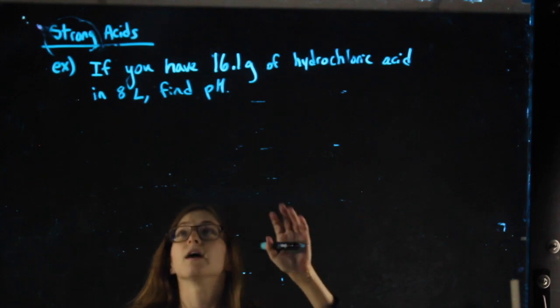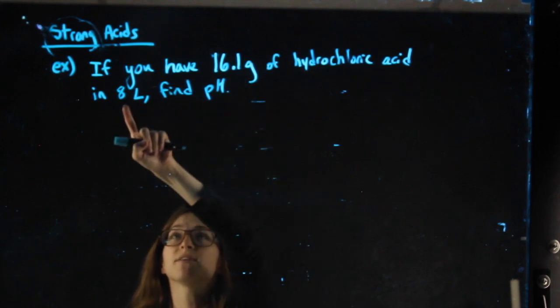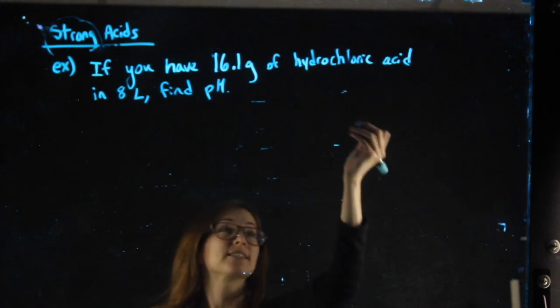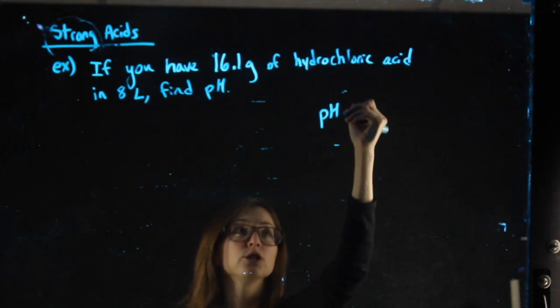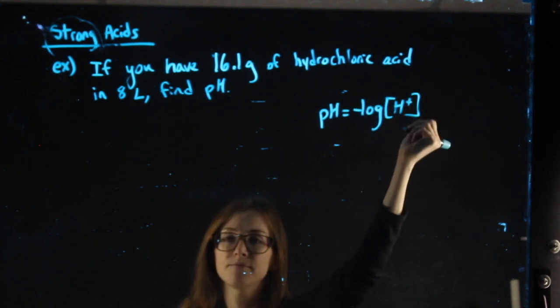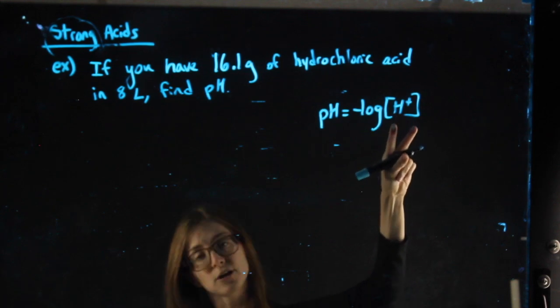Okay, so in this problem, I'm given grams, I'm given liters, and I want pH. I can think about it two ways. I can think about that if I know I want pH, the easiest way to calculate that is using this formula, which means I need to find my molarity of my H+.